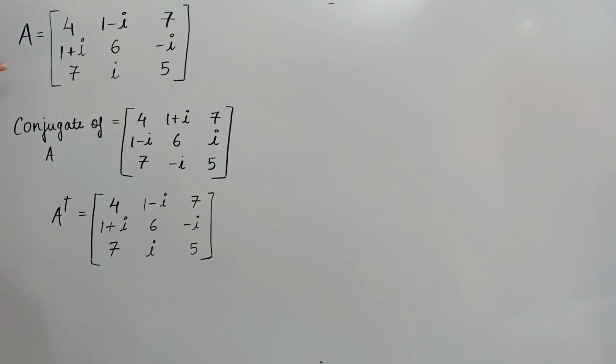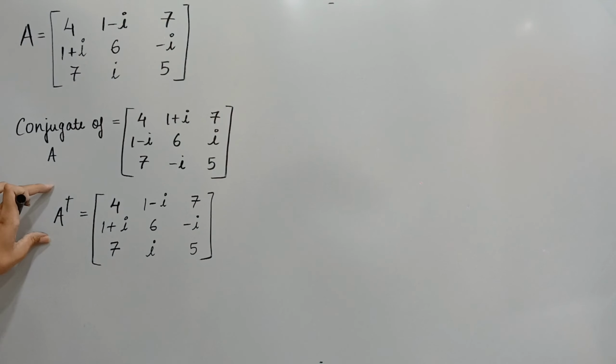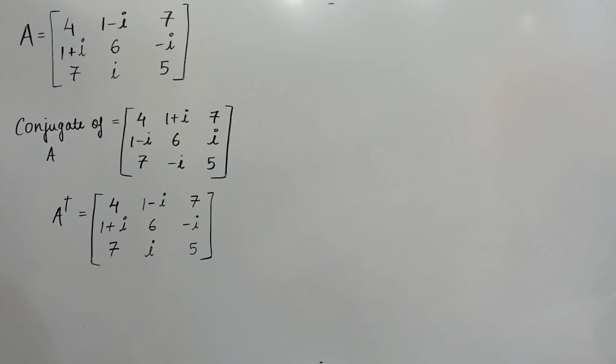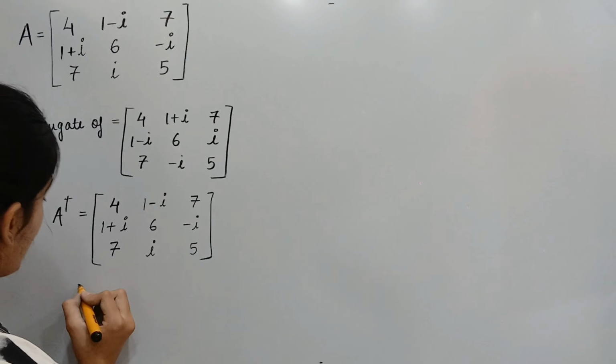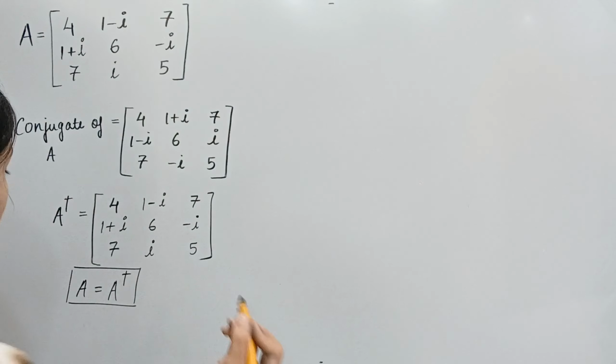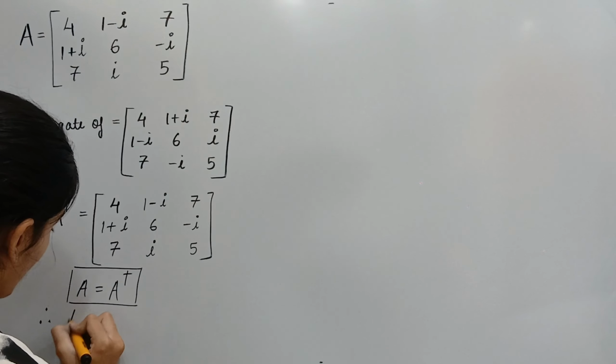Now we will compare the original matrix A and the dagger A. So here we can see that the original matrix A is equal to A dagger, that is A equal to A dagger, which is our condition for Hermitian matrix. Therefore A is Hermitian.